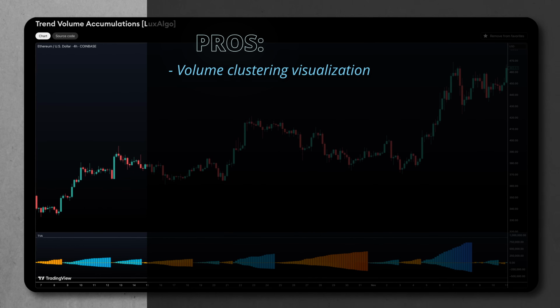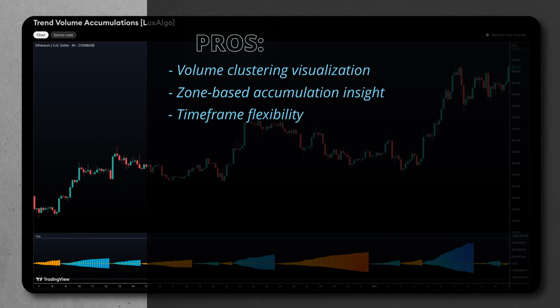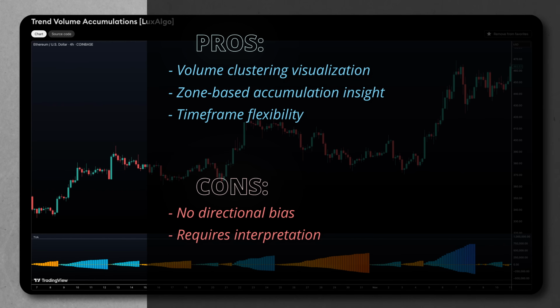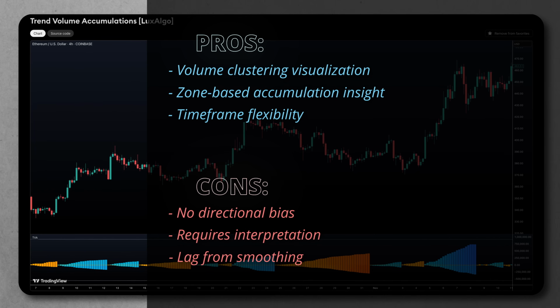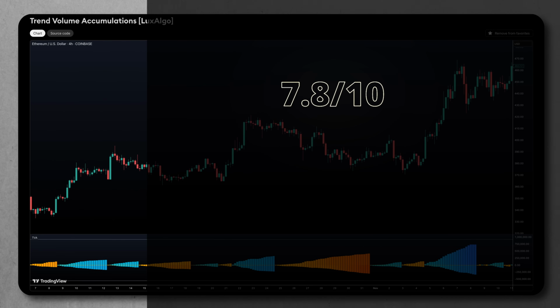Pros: volume clustering visualization, zone-based accumulation insight, time frame flexibility. Cons: no directional bias, requires interpretation, lag from smoothing. Ranking: 7.8 out of 10.